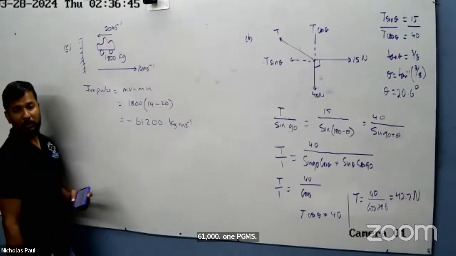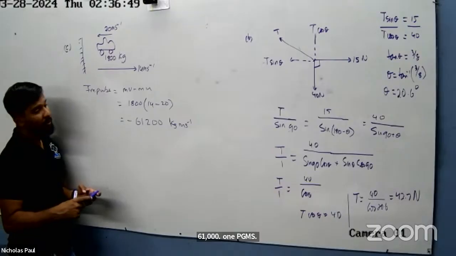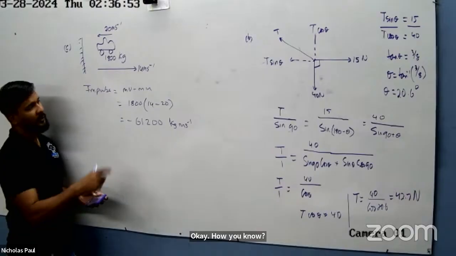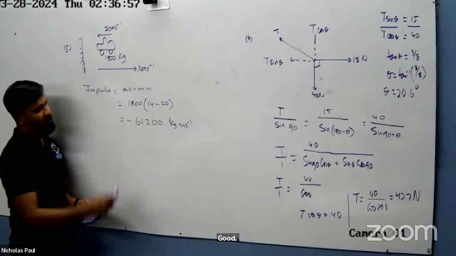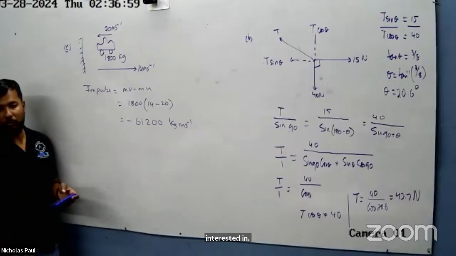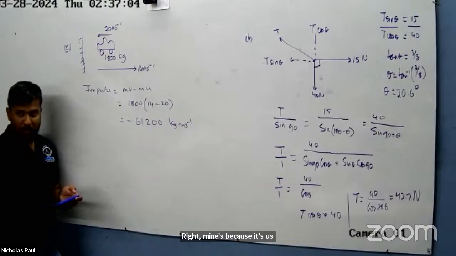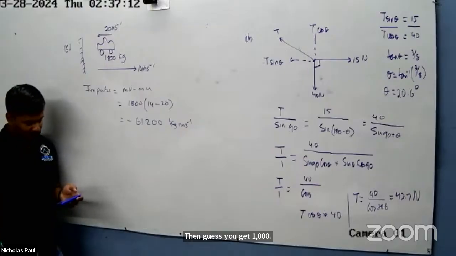How do you know? It doesn't matter. Change in velocity is what you're interested in. Minus because it's a force that slows it down. Then you get 61,000. Should we multiply that, right? Same value to use, right?